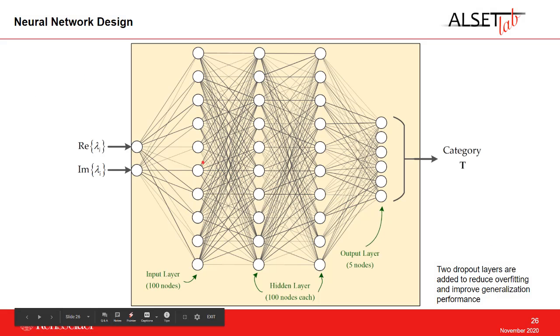And the neural network design is pretty simple. It's just a multi-layer perceptron with 4 layers and 2 dropout layers placed after the first and the second layers. And this intends to increase generalization performance and reduce overfitting.